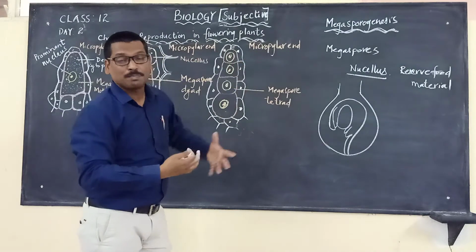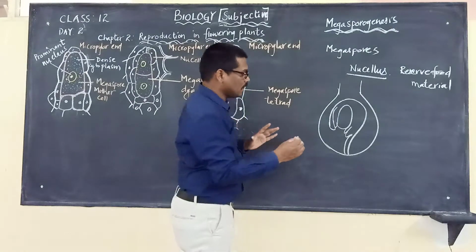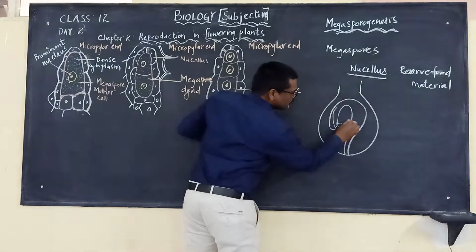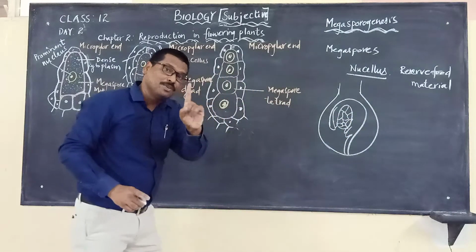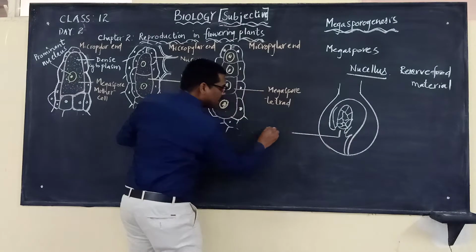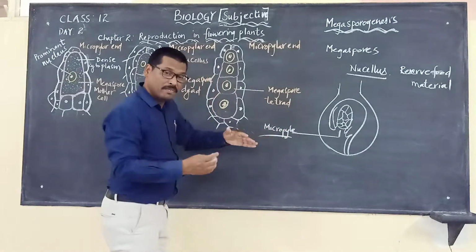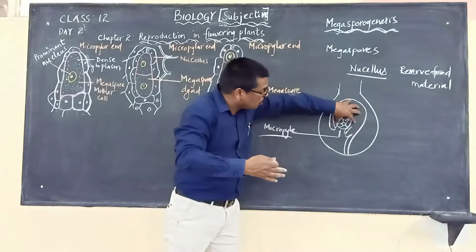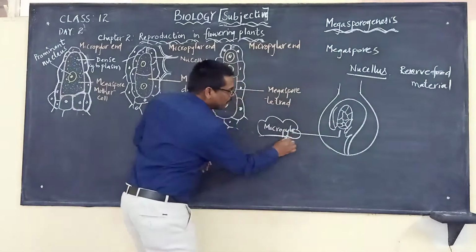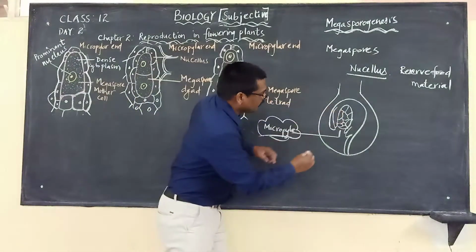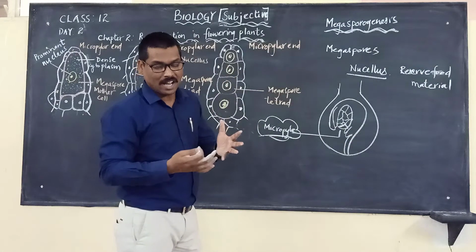How are the megaspores formed? Now if you look here, these are all the nucellus cells. One of the nucellus cells is towards the micropyle region. The micropyle region is where the integuments enclose the whole ovule but leave an opening called the micropyle. So towards the micropyle region, one of the nucellus cells will undergo changes.